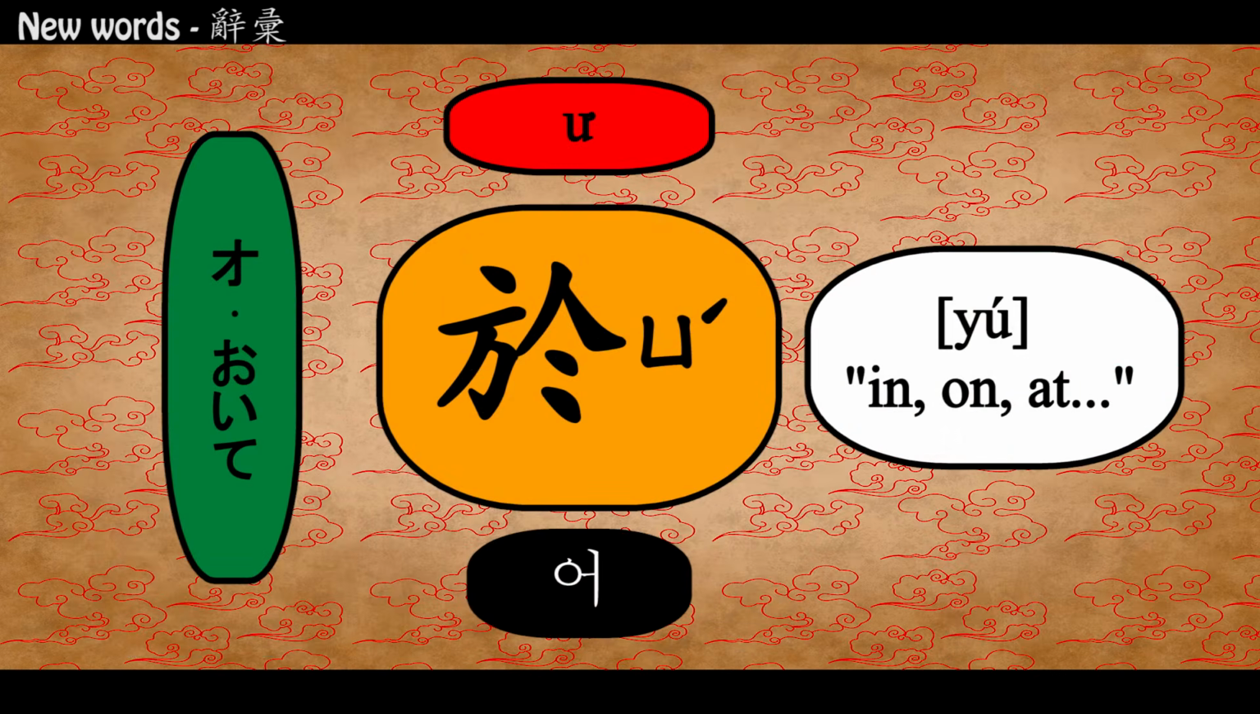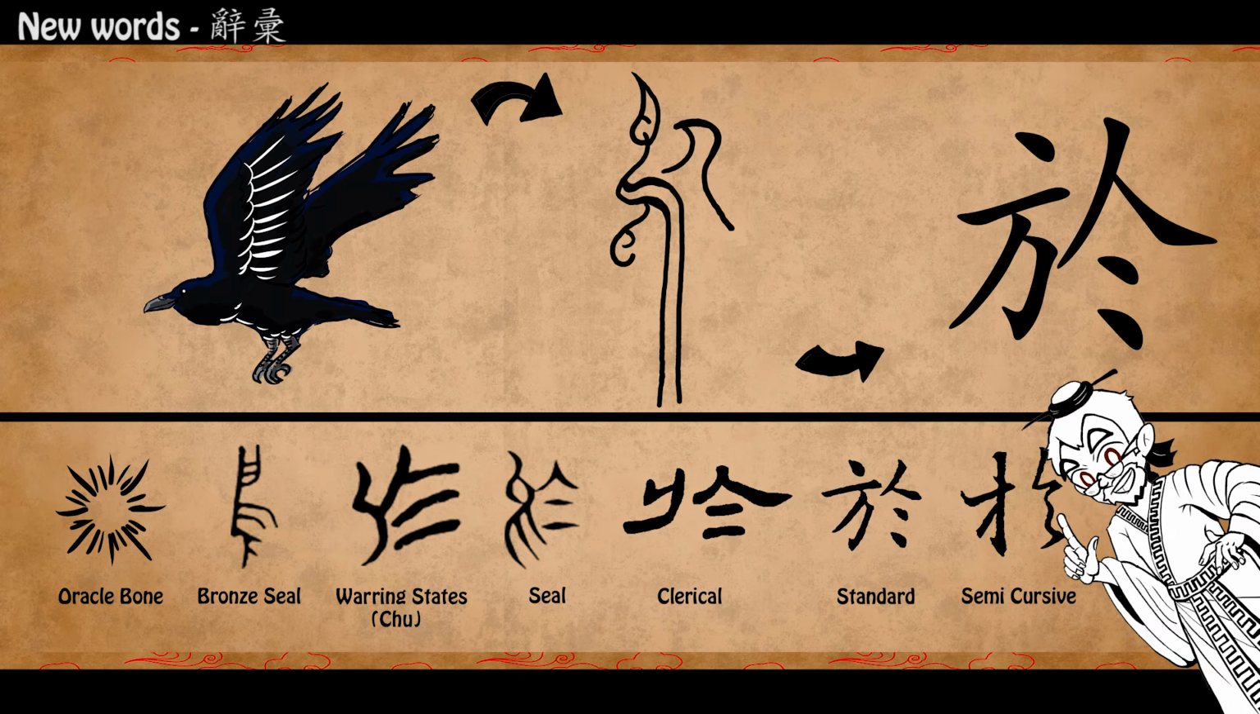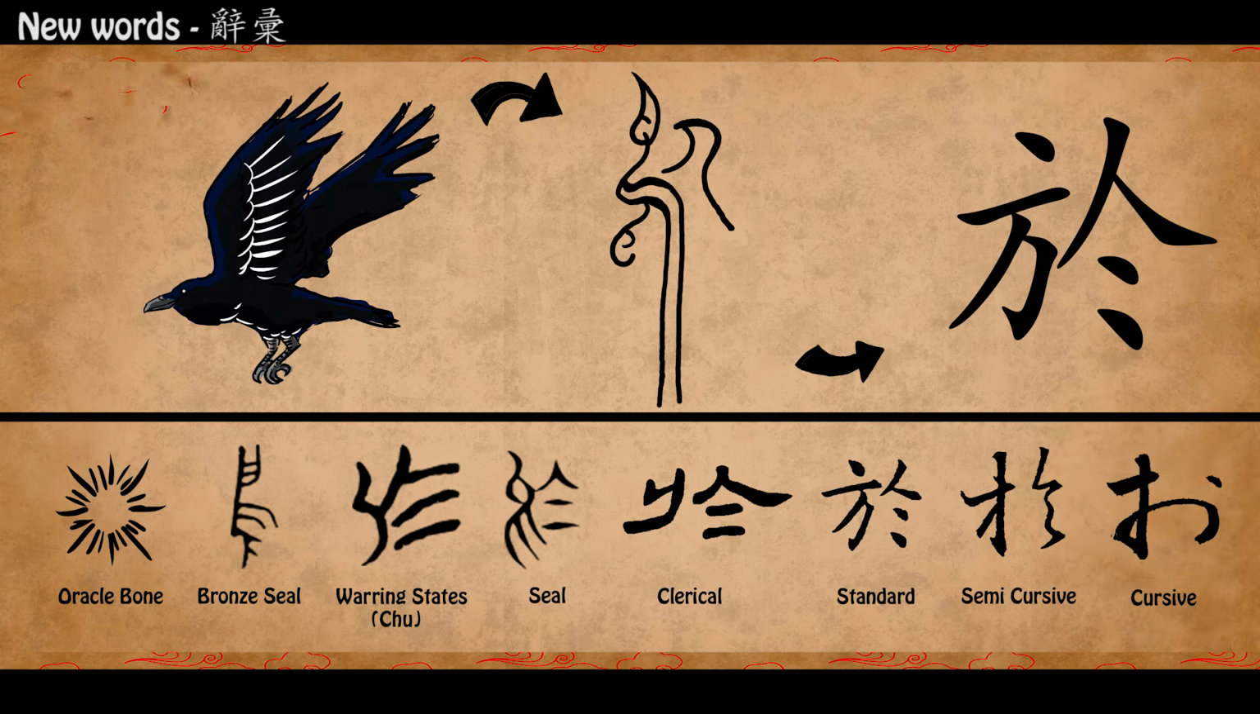Yu, in, on, at. From another way of writing wu, crow or raven, borrowed for the same Old Chinese word meaning in, on, at. More on that in the grammar section.